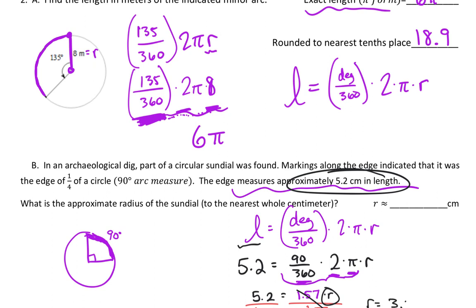What are the units? It's centimeters. Centimeters, okay. All right, and then the question wants the answer rounded to the whole centimeter. So it's closer to 3 centimeters than it is to 4. So then the sundial has an approximate radius of 3 centimeters.